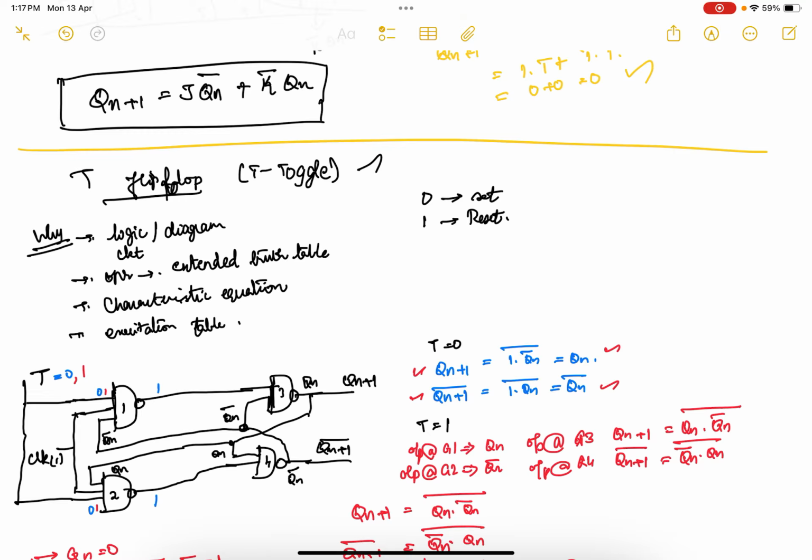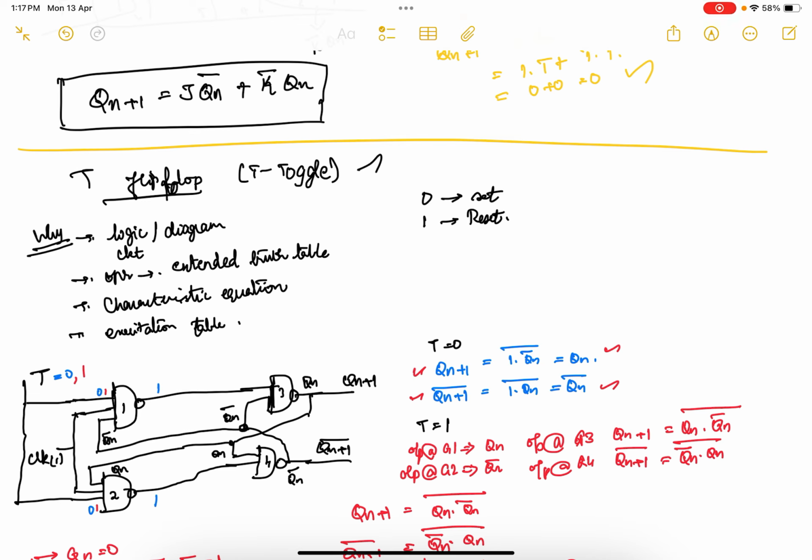Okay, so this means, if you want to have a set condition and reset condition, we need to complement the set condition and reset condition for your inputs when t equal to 1.